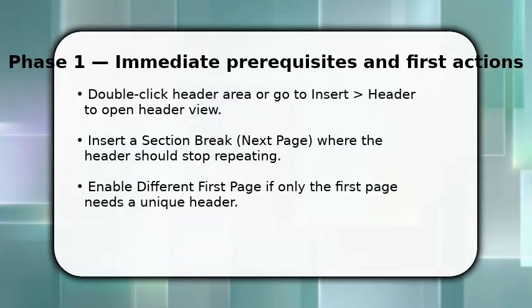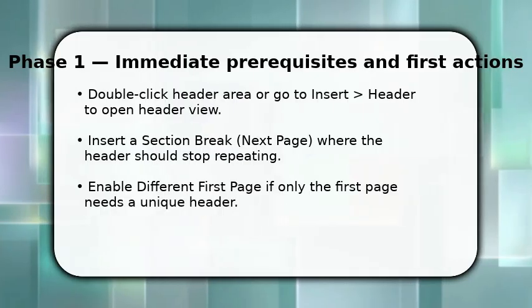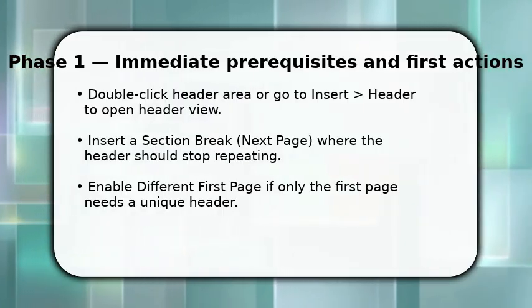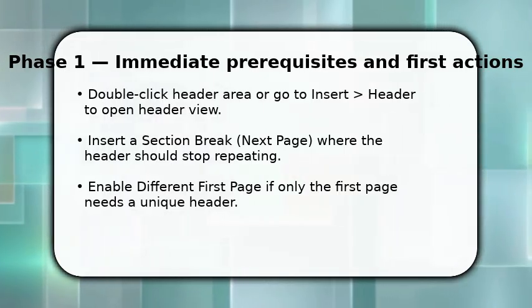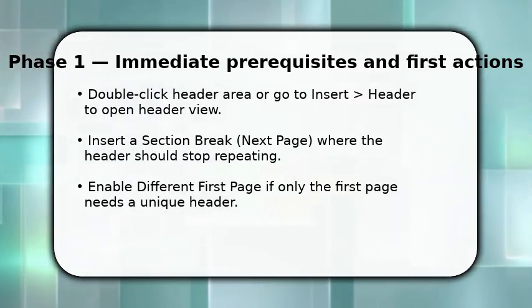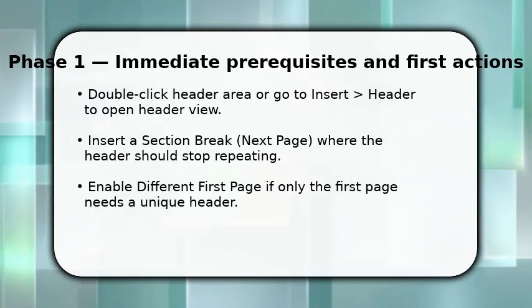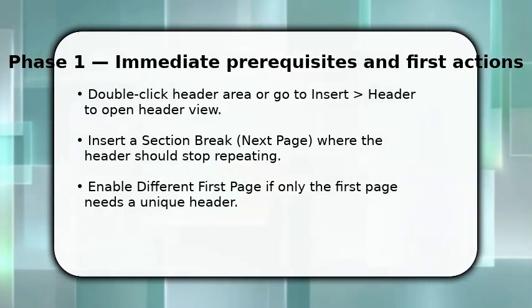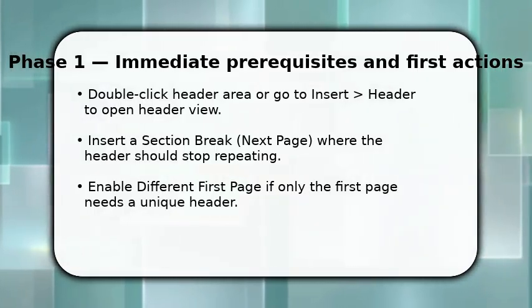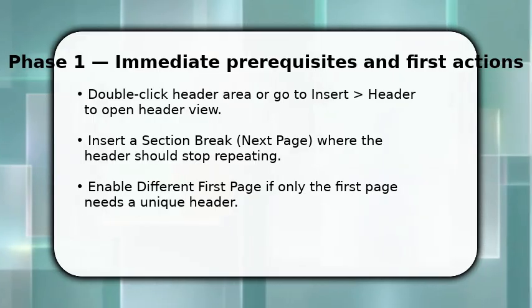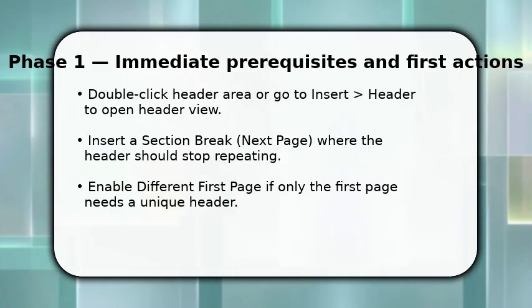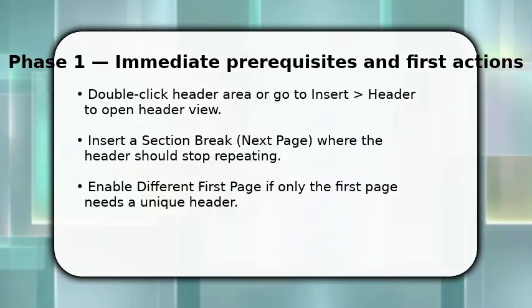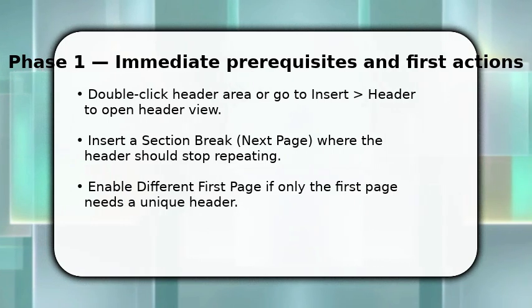You start by opening the header, double-click it, or use Insert Header so you can edit. Once visible, insert a section break, next page, at the point where the repeated header must end. Make sure you also consider different first page if the first page needs a unique header versus the rest. This creates separate header regions. You can now target only the section you want to change. Do this now before unlinking or editing, because sectioning is the foundation for stopping repetition.